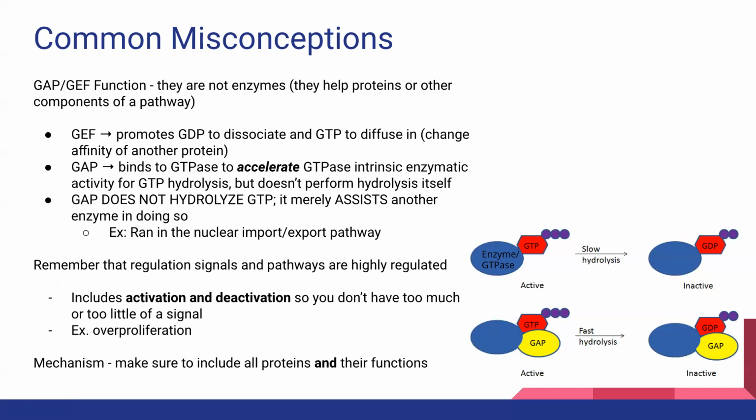And RGS also does not do this. What RGS does is that it binds to the G alpha subunit, and it just makes G alpha faster at doing its job, which is hydrolyzing GTP to GDP. Is that clear? Okay.